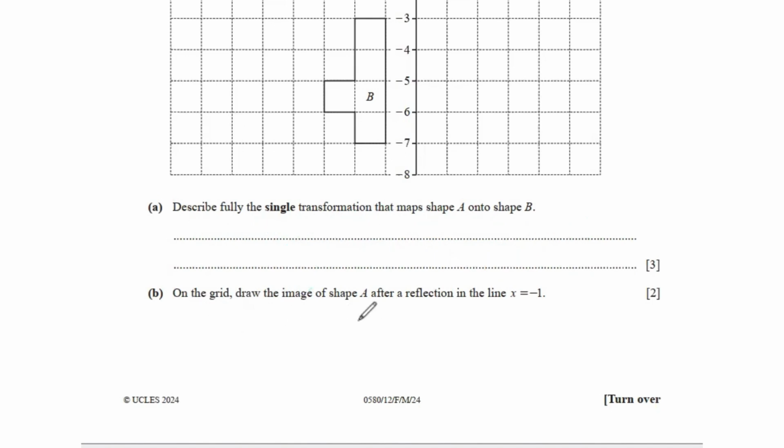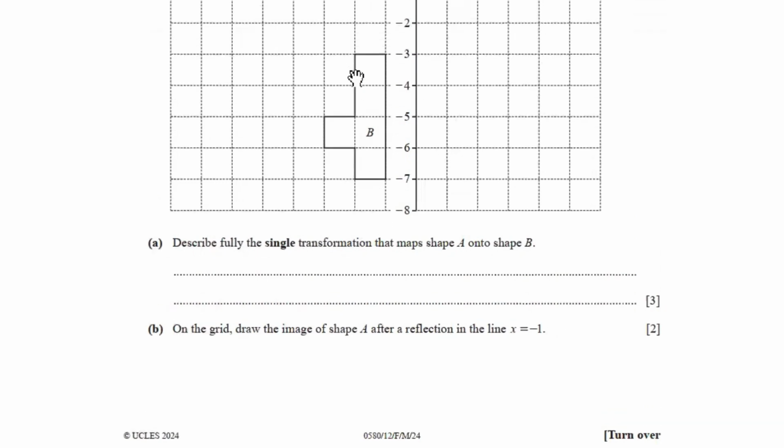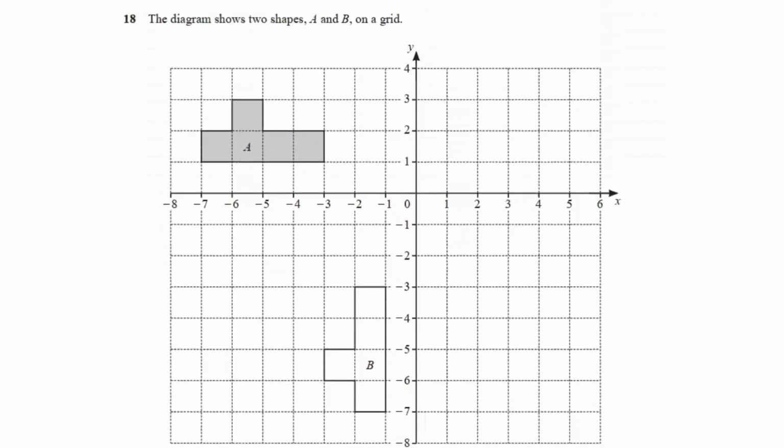Then it says, on the grid, draw the image of shape A after reflection in the line x equals -1. So this is the line x equals -1. When you reflect shape A in that, these 2 points will come over here. Why? Because these 2 points are 2 squares away from the mirror line, so the reflection will be at the same distance as well. So there'll be 2 points away from the mirror line.